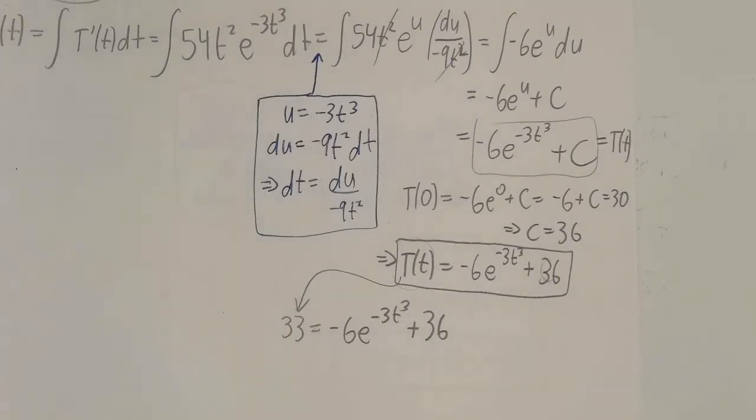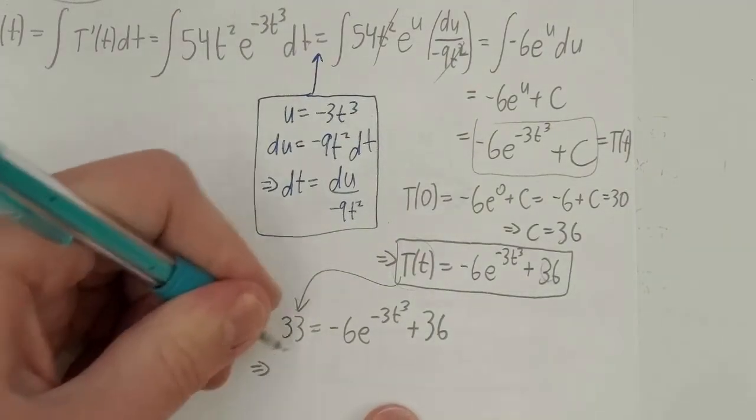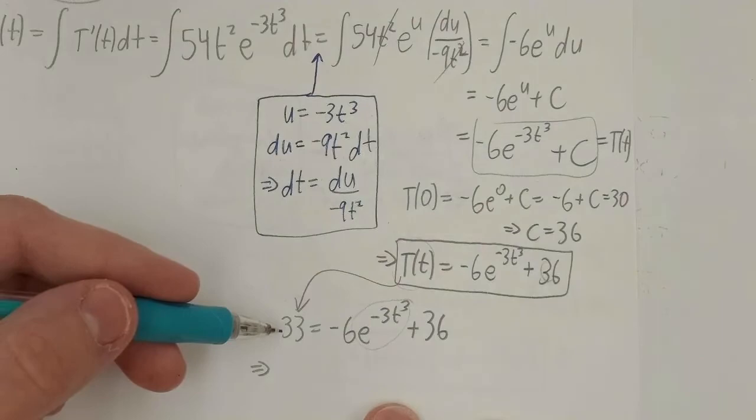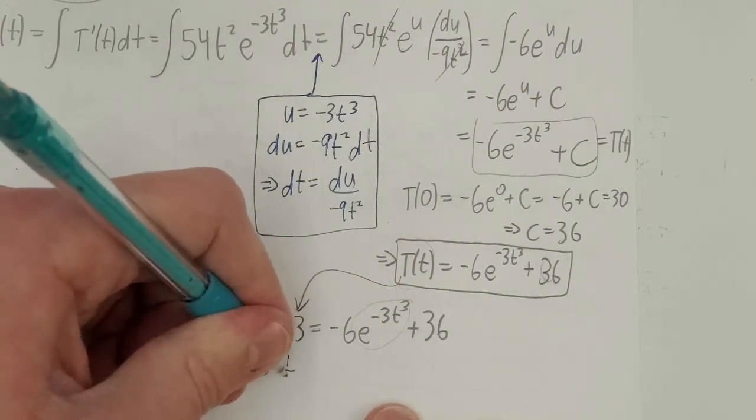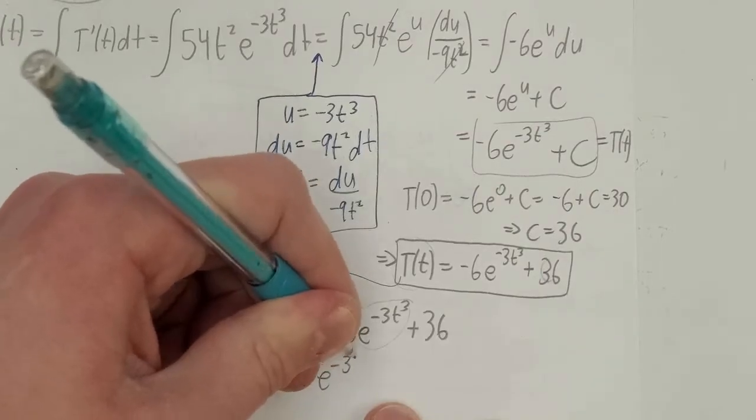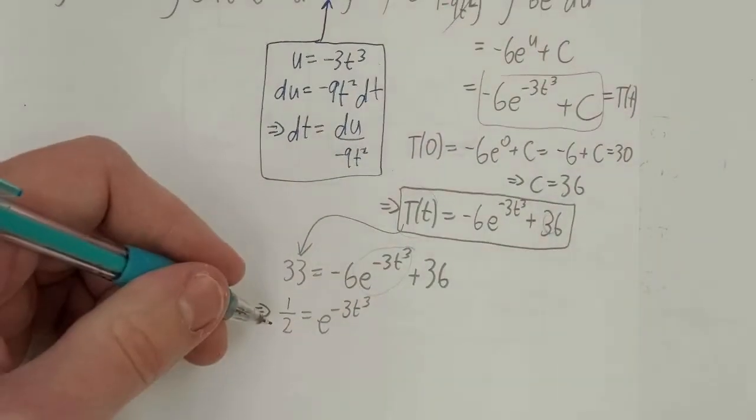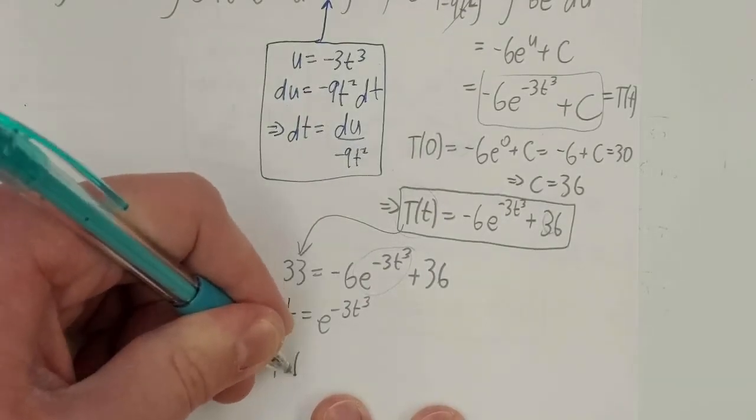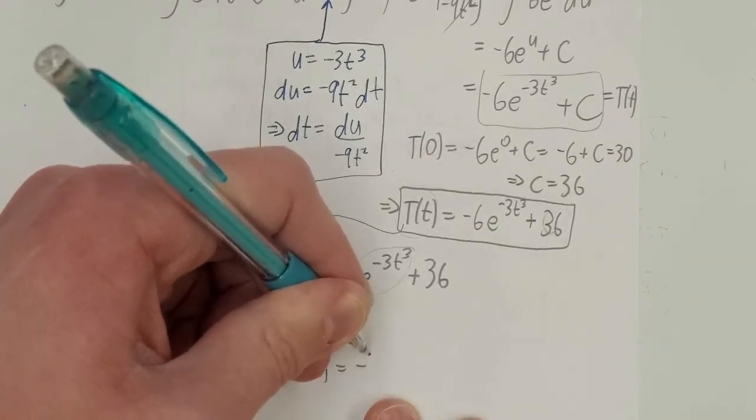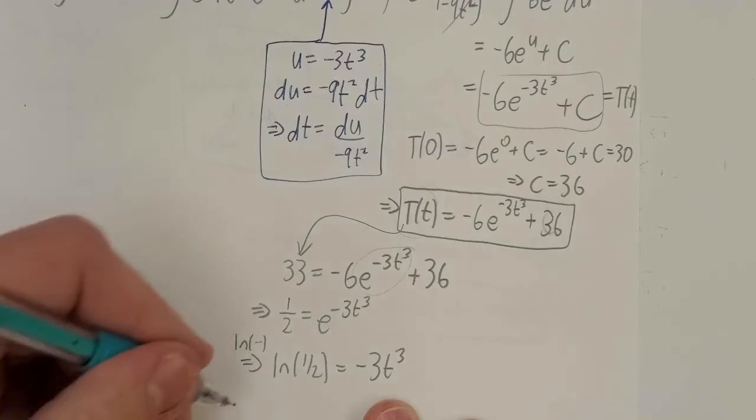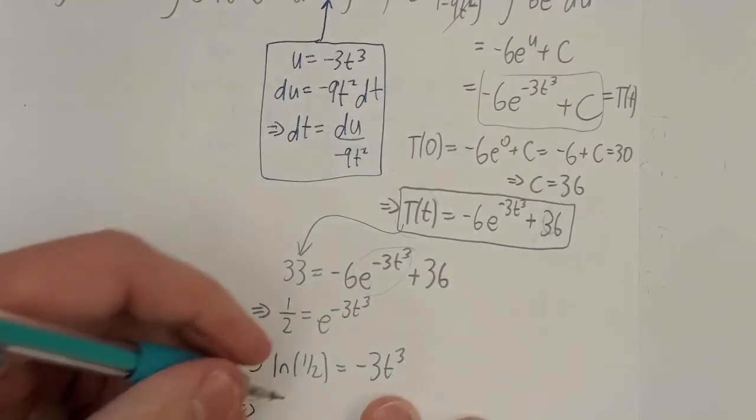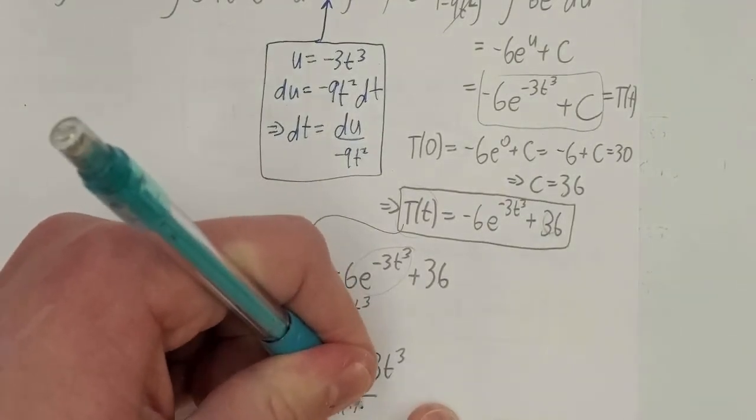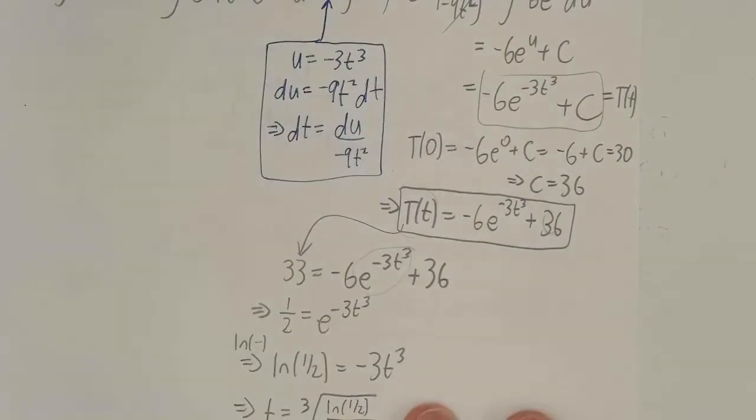Okay, so let's go over that right quick. First, solve for the exponential: add or subtract 36 to the other side, divide by -6, and you should end up with 1/2 equals e to the -3t cubed. Then take the natural log of both sides: natural log of 1/2 equals -3t cubed. Solving for t, you get t equals the cube root of natural log of 1/2 over -3. Okay?